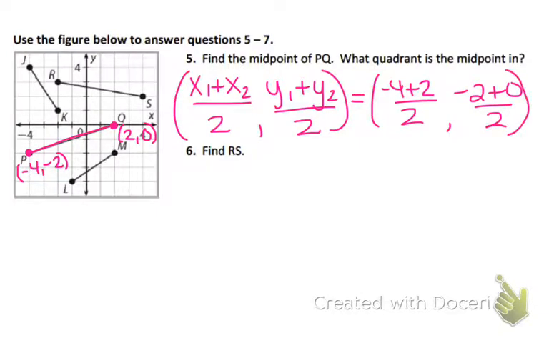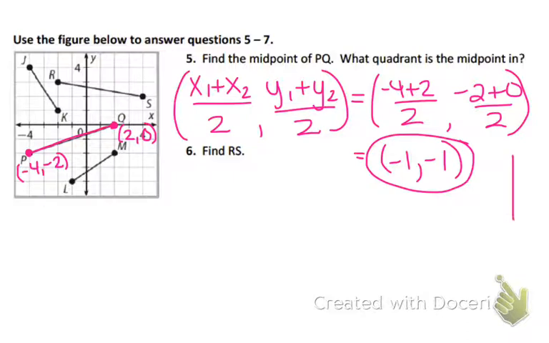Now I'm going to simplify those fractions. So -4 plus 2 is -2, divided by 2 is -1. -2 plus 0 is -2, divided by 2 is -1. So there's my midpoint. So I answered the first question. The second question says, what quadrant is the midpoint in? So if I were to graph this, -1, -1 is 1 to the left and 1 unit down. So that's where your point is.